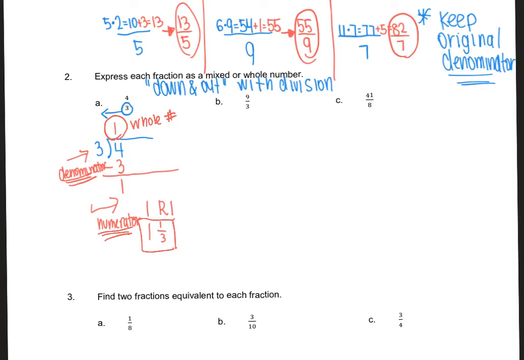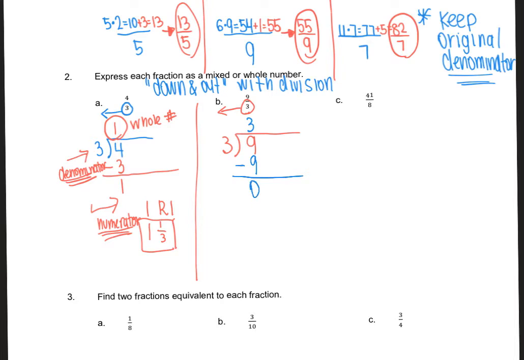All right, let's move on to letter B. We have 9 over 3. So 3 is my outside number, and 9 is my inside number for my division. And now I say 3 goes into 9 how many times? My answer is 3. And when I do my what goes up must come down, 3 times 3 is 9. And I actually, for this one, get 0 as my remainder.